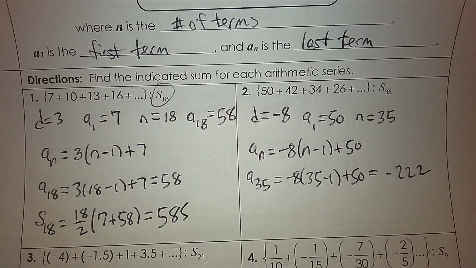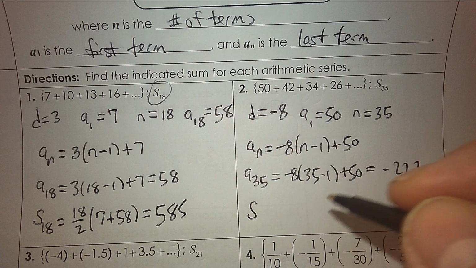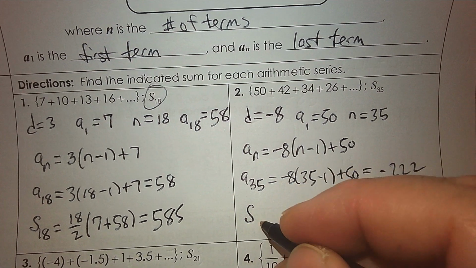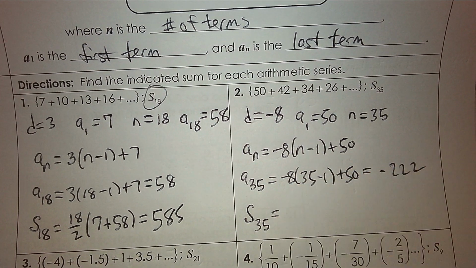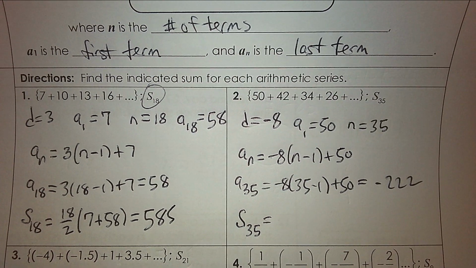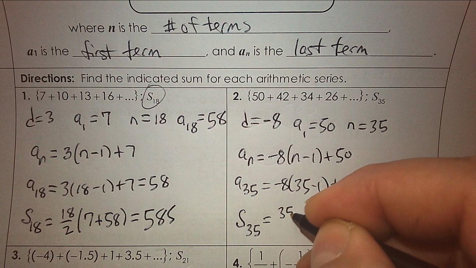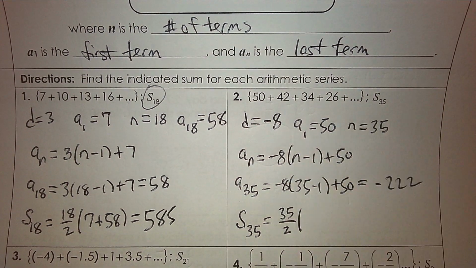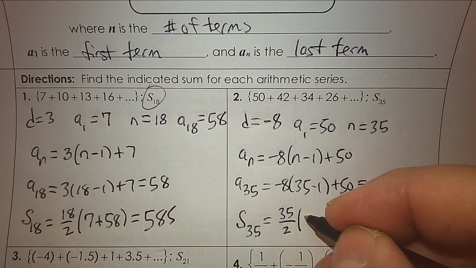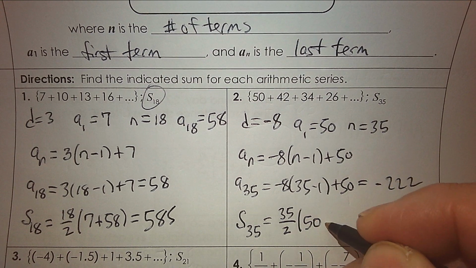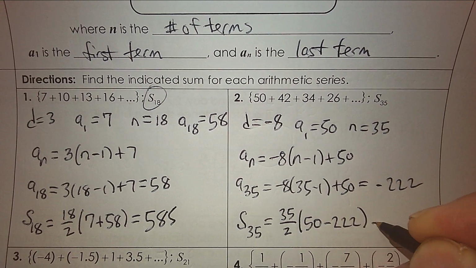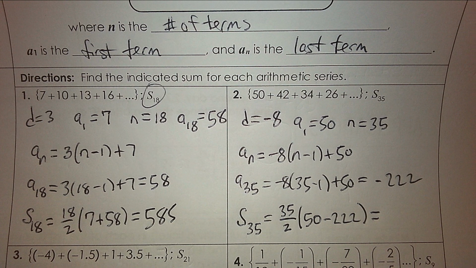Now, the formula. S stands for sum. So I want to add the first 35 terms. So the number of terms is 35 divided by 2. Then the first term is 50, and the last term is negative 222. And then you use your calculator.